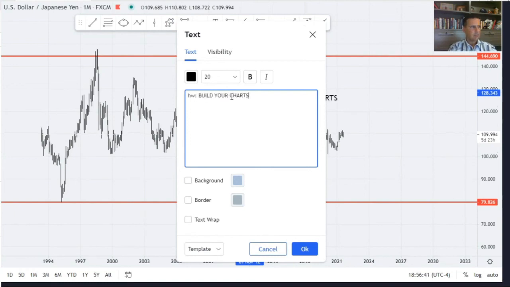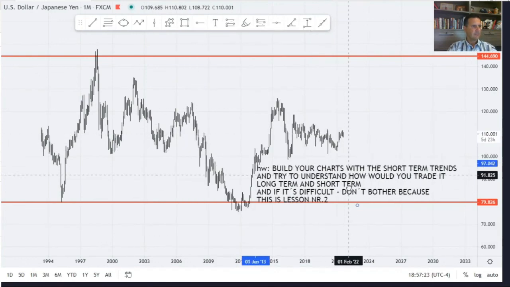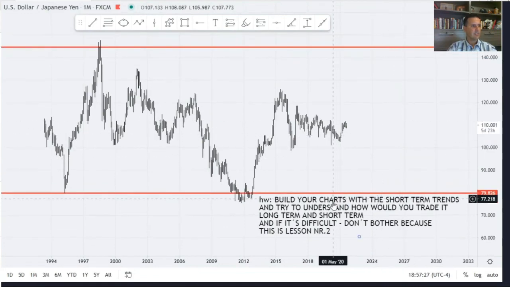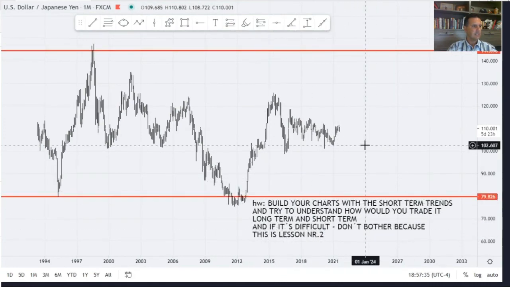Build your charts with the short-term trends and try to understand how would you trade it long-term and short-term. And if it's difficult, don't bother, because this is lesson number 2.